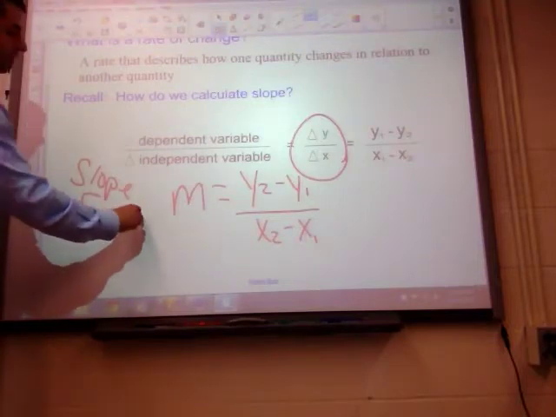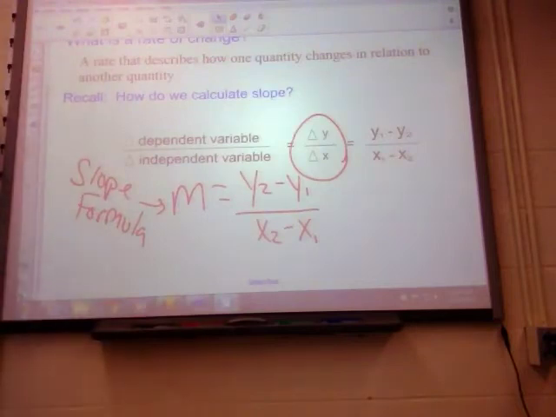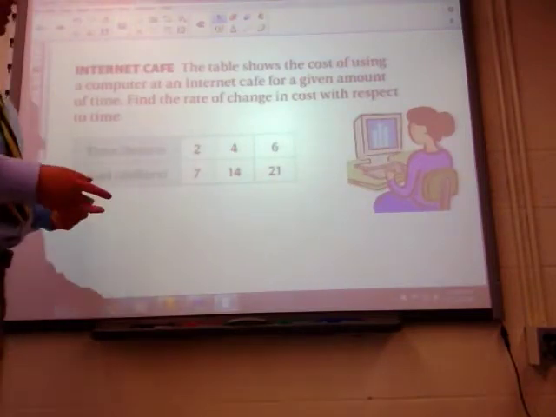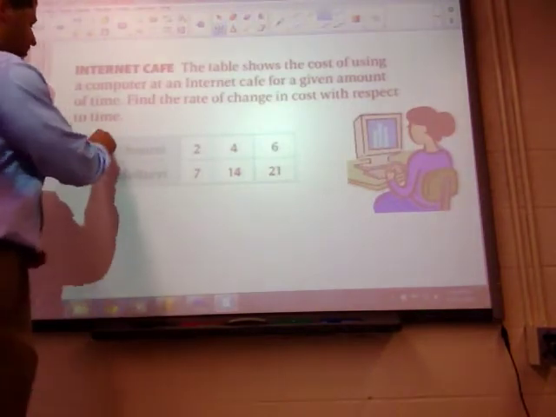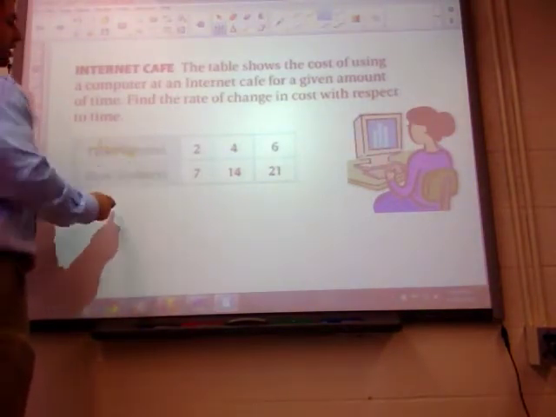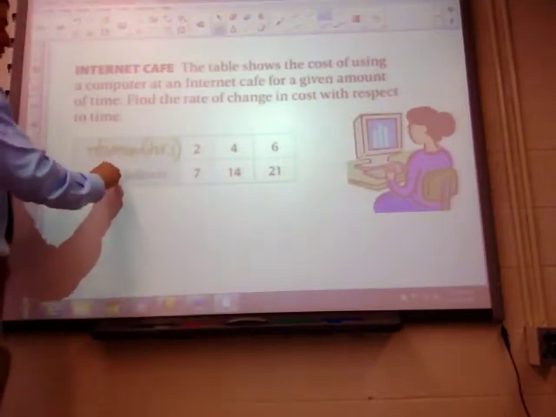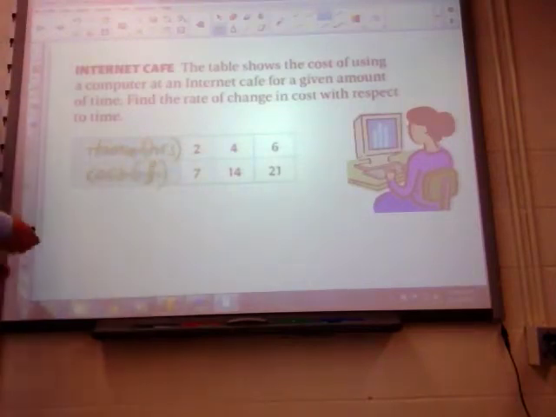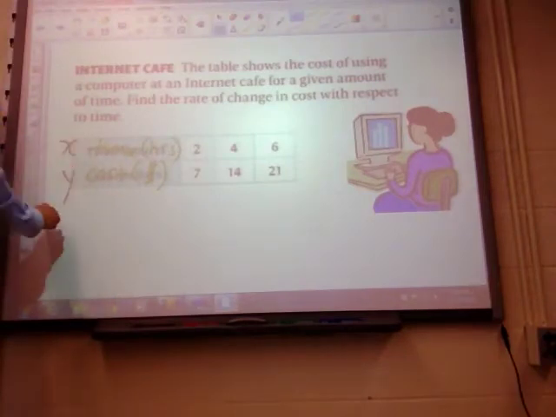So this is your first formula for Unit 5. It should be something you saw last year and are somewhat familiar with. So let's try and use that slope formula. I'm going to prove to you here that it doesn't matter what we call x1, y1, and what order we do. So let's see, this is time in hours, and this is cost in dollars. So time we know from before is always our x, and cost will be our y's.